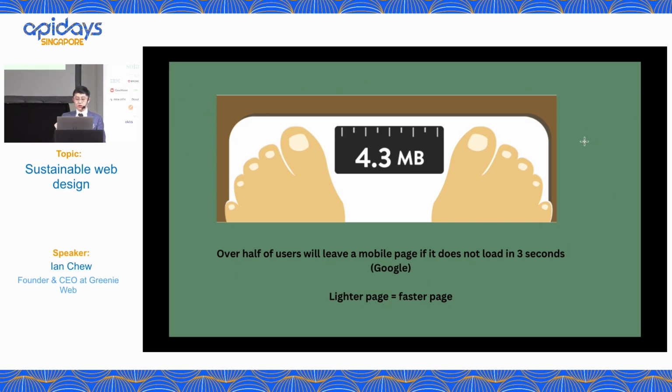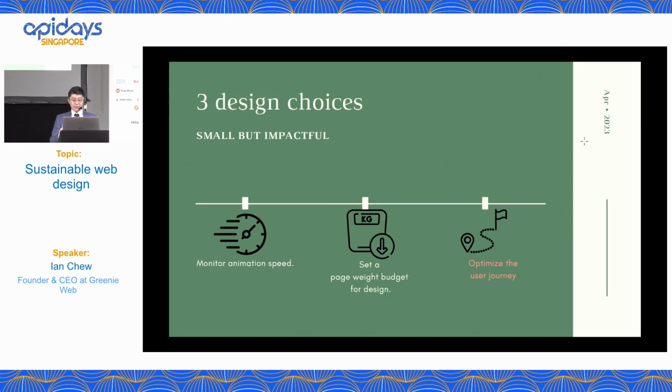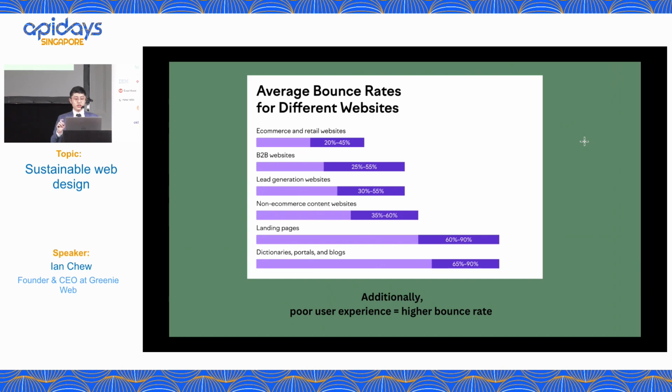And then I wrote at the bottom that over half of the users will leave a mobile page if it does not load in 3 seconds, right? So what does that have to do with a budget? The idea here is that if you stick within your budget, you have a very low data use page and a very decarbonized, low carbon site. What that basically means is that your site will move faster and your bounce rate will actually get better, right? Don't quote me on that. That's what Google said.